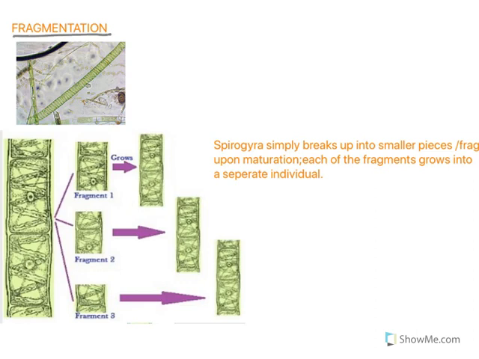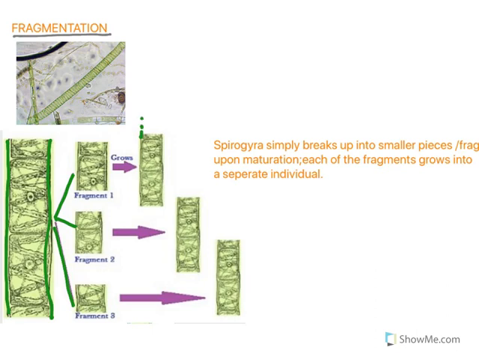Fragmentation. And from the word we know it is breaking up into smaller bits. Fragmentation is shown by Spirogyra. Here is a picture of a Spirogyra. It's a thin, long strip. And this Spirogyra, like you can see here in the next picture, just breaks up into different segments. Here it is broken up into 3 fragments.